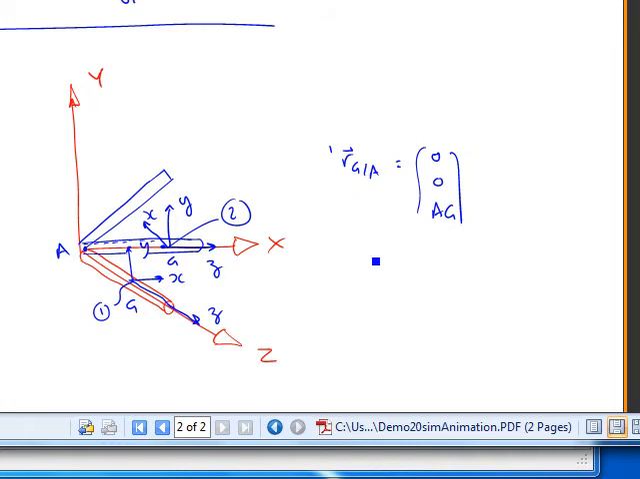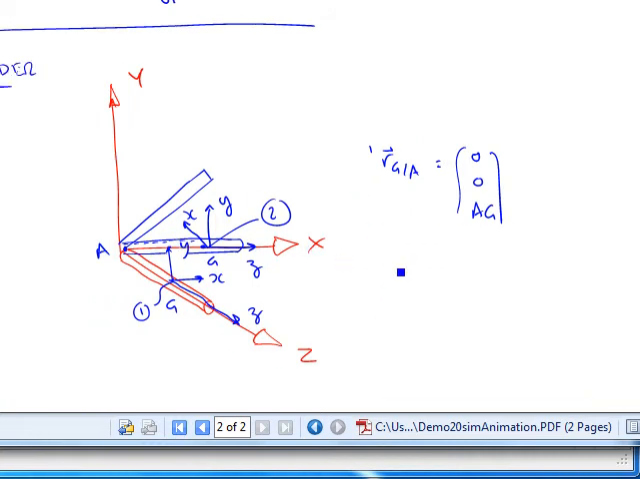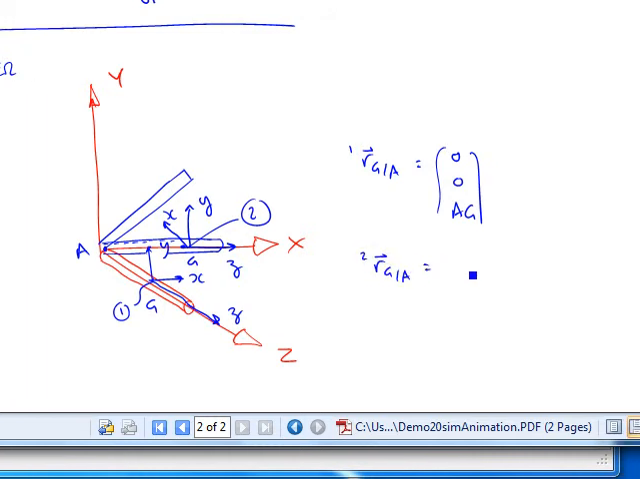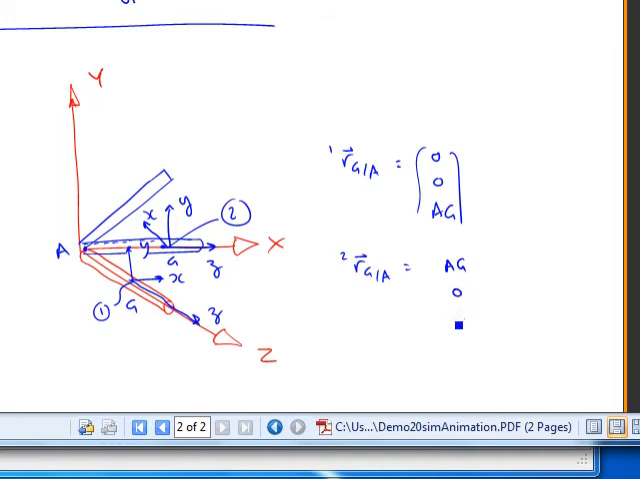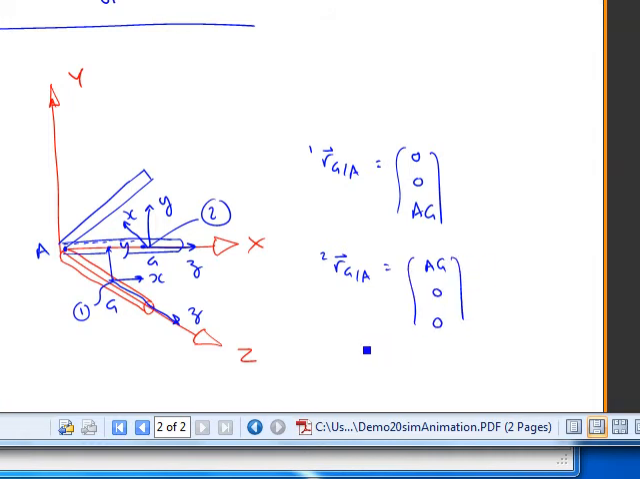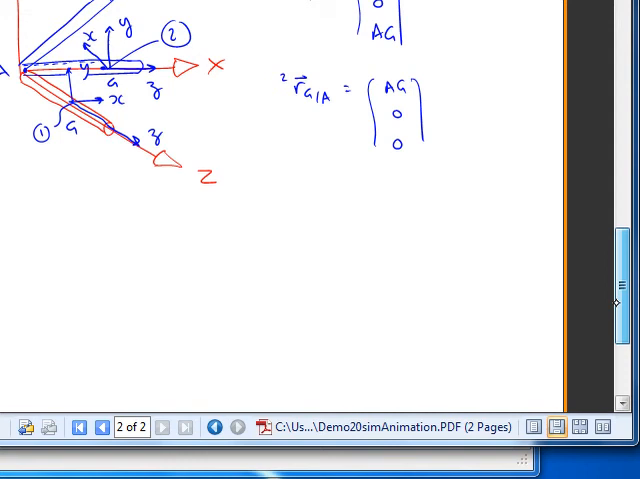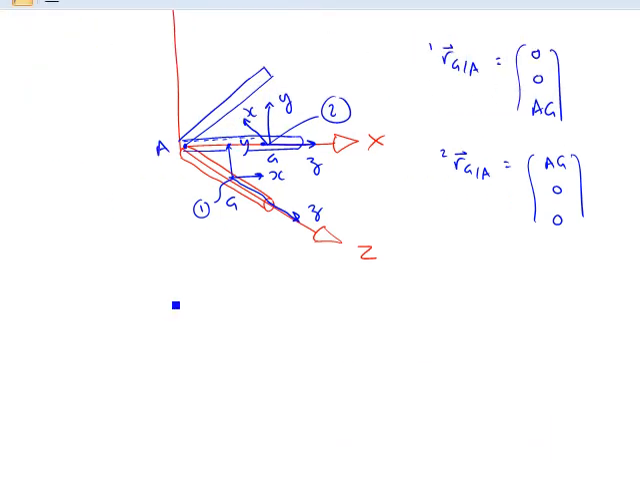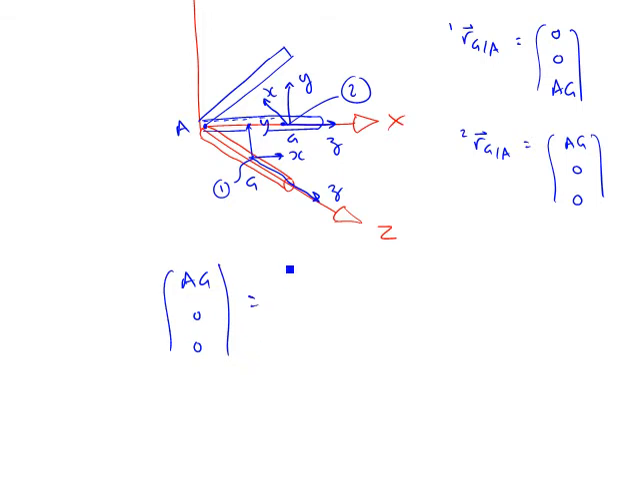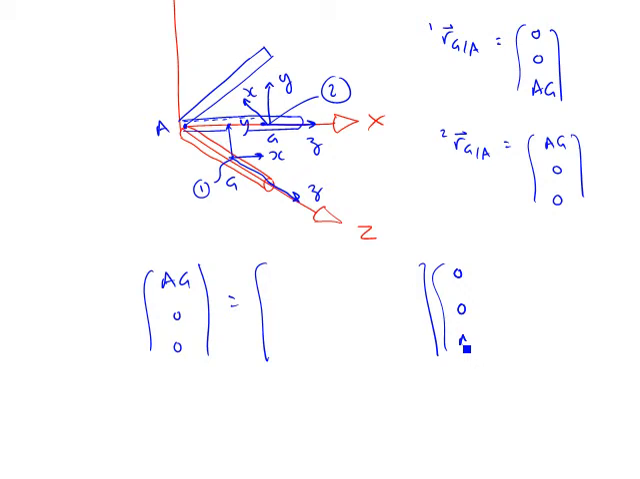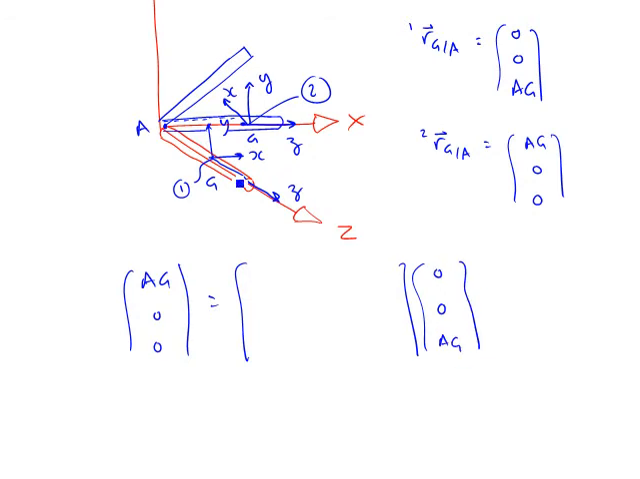So the first thing I want to do is rotate this so that AG lies along the x-axis. So RG with respect to A in frame 2 should be AG, 0, 0. I'm going to use a rotation matrix to do that. So I need AG, 0, 0 to be the result of some rotation multiplied by my original vector in its body fixed frame, which was 0, 0, AG.